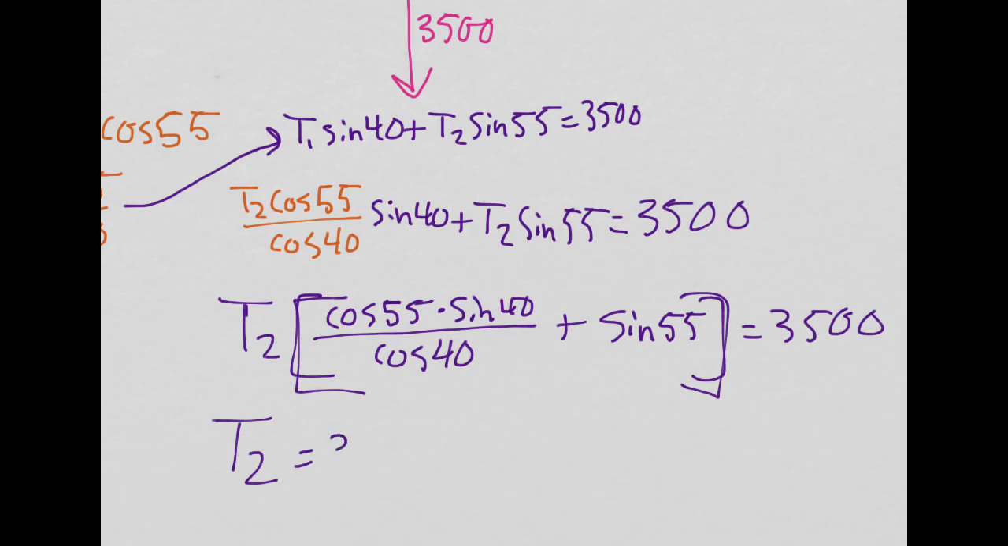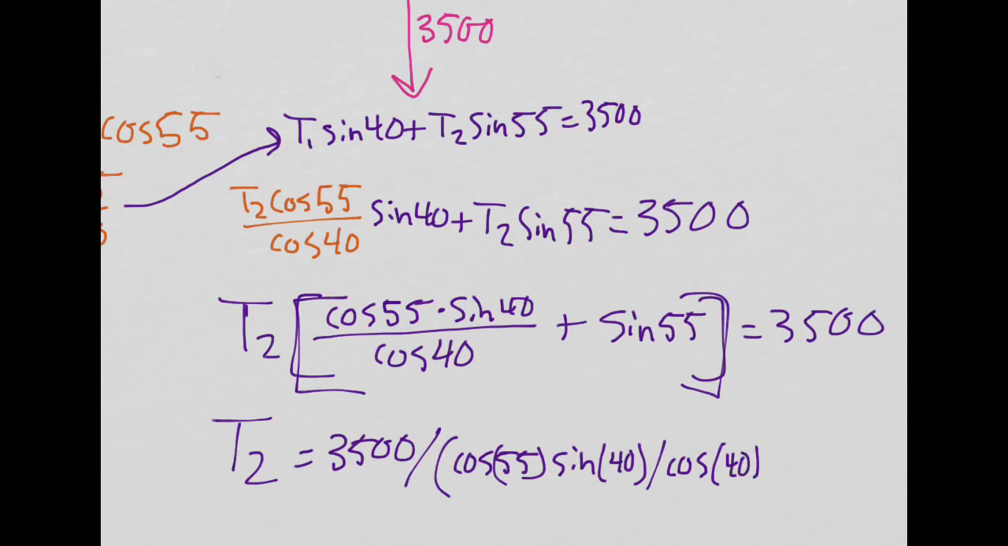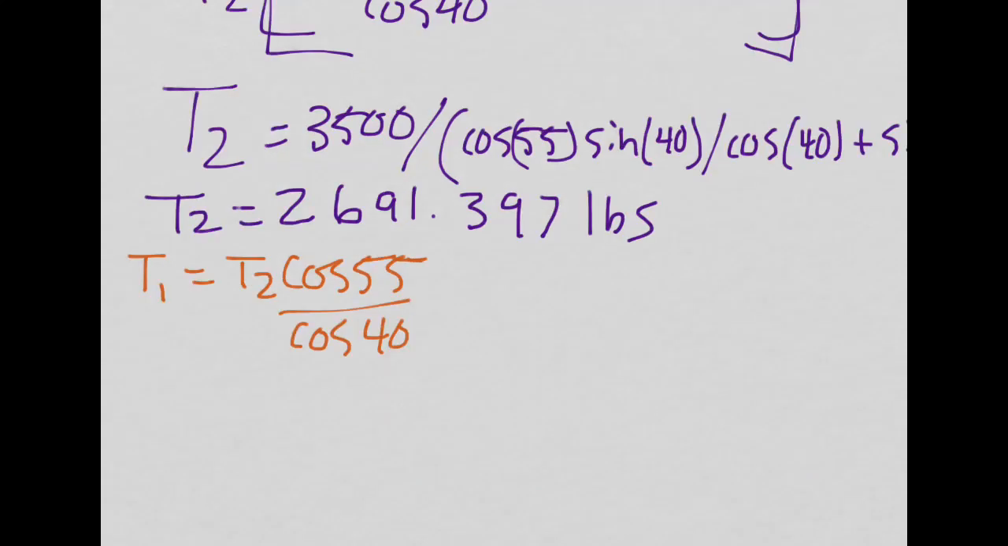So T2 is going to equal 3,500 divided by, parentheses, cosine 55 sine 40 divided by cosine 40 plus sine 55. And a double parentheses at the end. And if you type that exactly like you see it there in your calculator, you should get that T2 equals, plugging that in, you should get 2,691.397 pounds for the tension in cable 2.